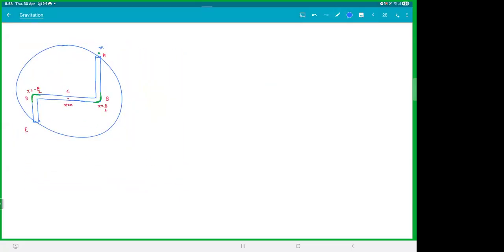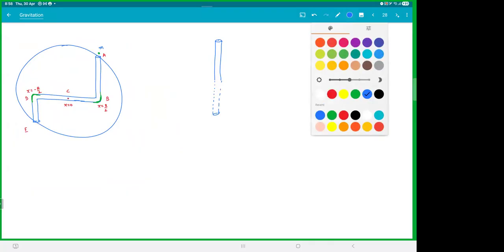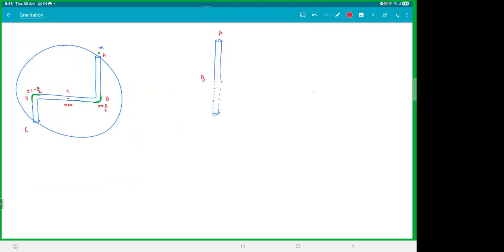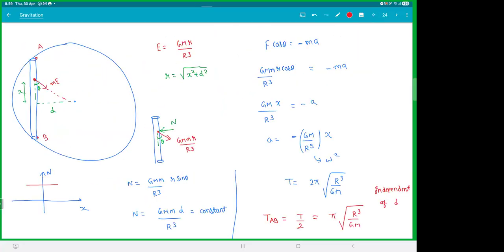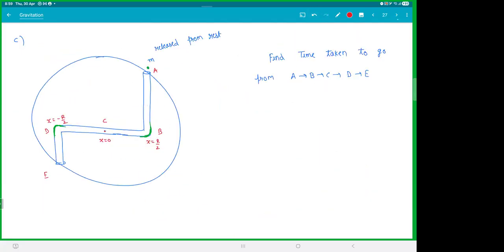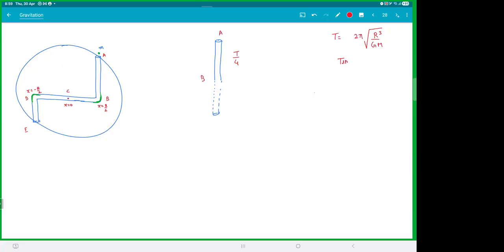So let me just draw the A to B tunnel. Now understand, if this had been a full tunnel, this is how it would have looked. So from A to B, this would be simply how much time? A quarter of the time, isn't it? This is T by 4, where T is 2 pi root over R cube by GM. This is the total time period for a tunnel, which we proved in this case. So this capital T is the time period for one oscillation in a full tunnel.